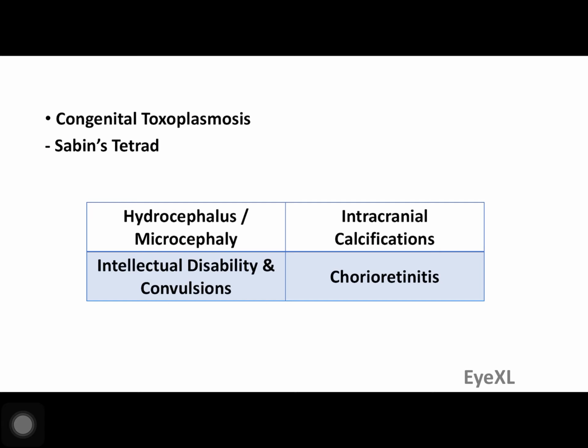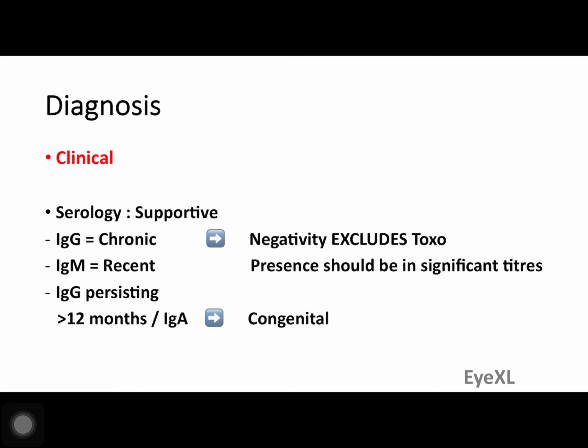It constitutes cephaly, which means hydrocephalus or microcephaly; calcifications, or intracranial calcifications, because these cysts start showing deposition of calcium, so there is intracranial calcification on an X-ray or a CT scan; convulsions and other intellectual disabilities; and finally chorioretinitis. It is actually retinochoroiditis, but just to keep the alliteration of C. So four C's: cephaly, calcification, convulsions, and chorioretinitis. That constitutes Sabin's tetrad. Not always seen. All four features may not be seen in a patient, but just as a mnemonic, I thought I should share this with you.